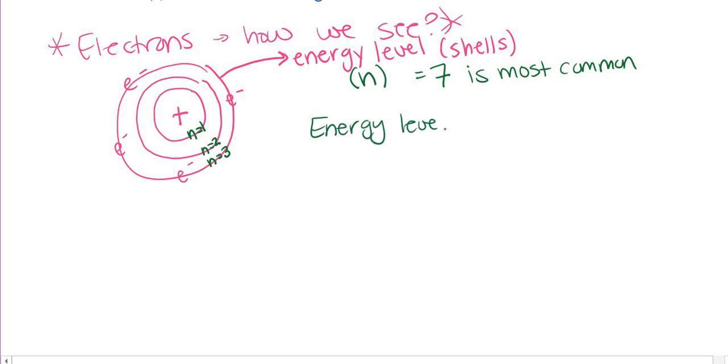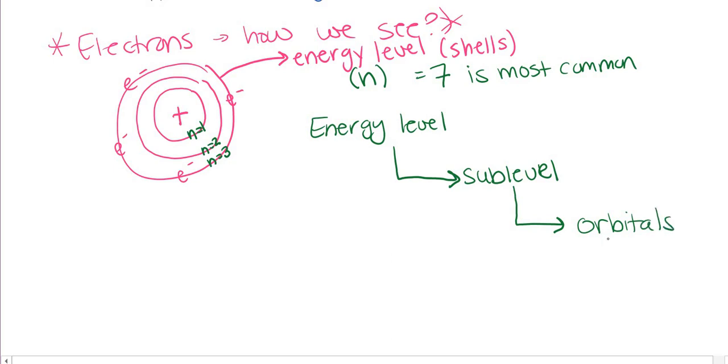So within our energy level, we actually have what is called a sublevel. Sub meaning within. So within each of these energy levels, there are sublevels. And then within each of the sublevels, there are actually what we call orbitals. And the orbital is where we're going to find a specific electron.